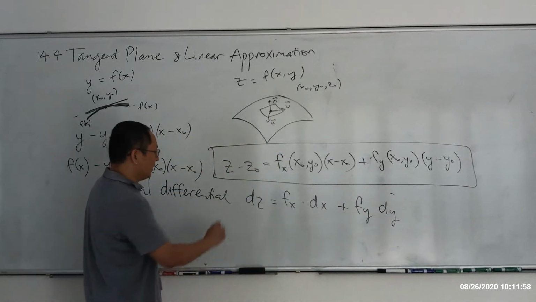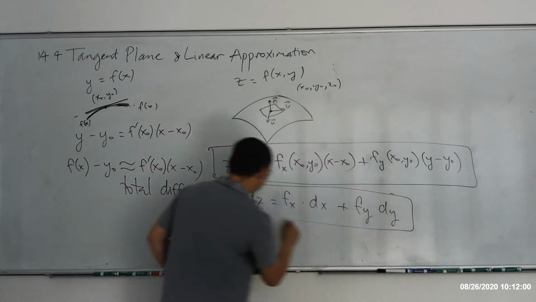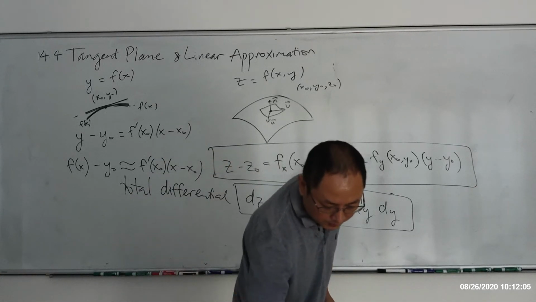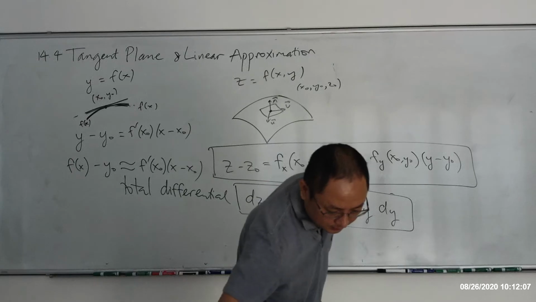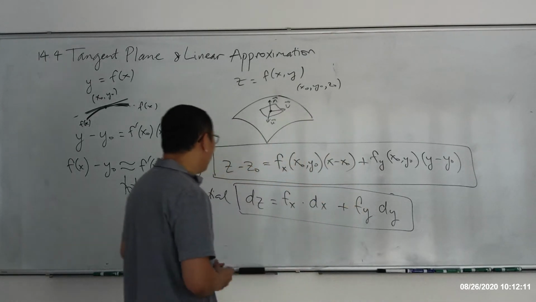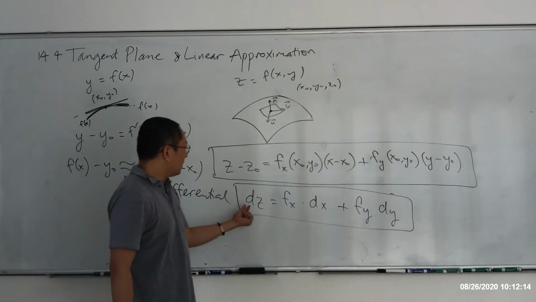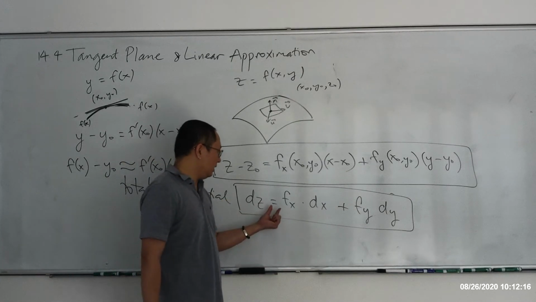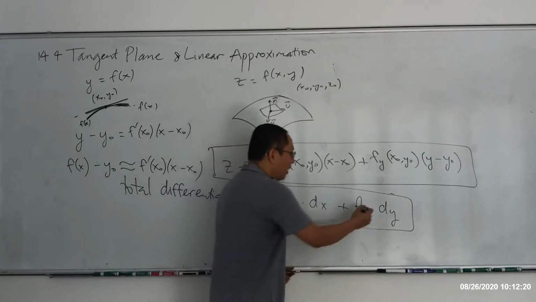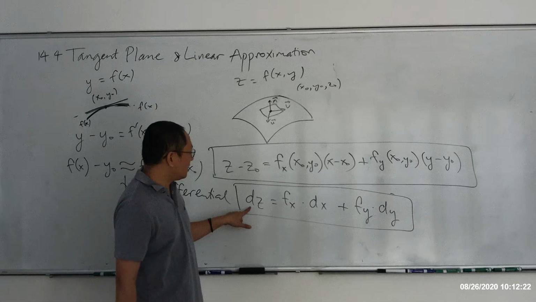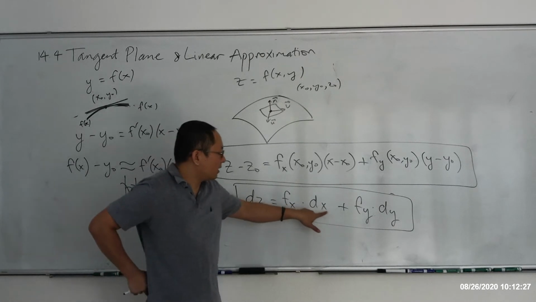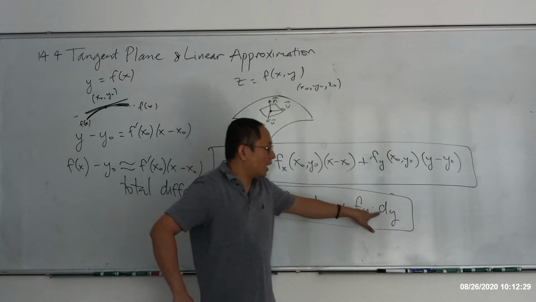So what is it saying in here? First of all, let me double check on the book, see if I write the name right. Total differential. So what it's saying is this: the change of z is depending on the change of x and the change of y. And how are they related? Little change of z is equal to the partial derivative of the function times the change of x plus the partial derivative with respect to y times the change of y.